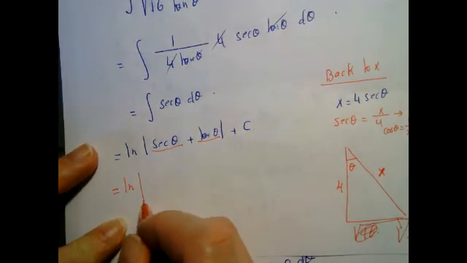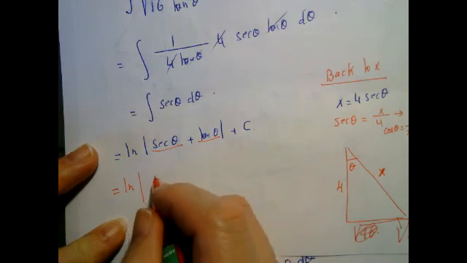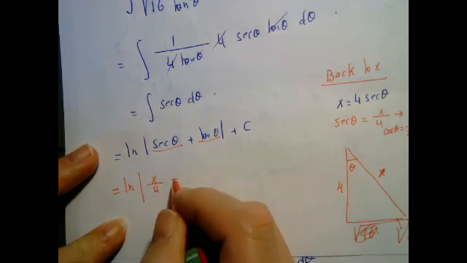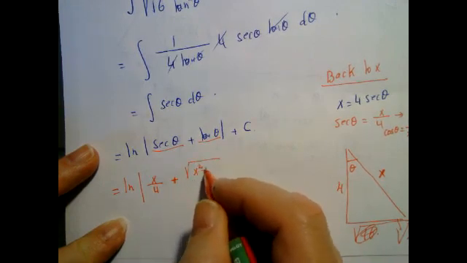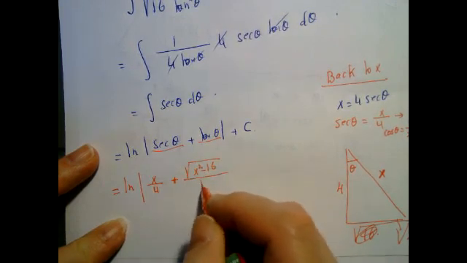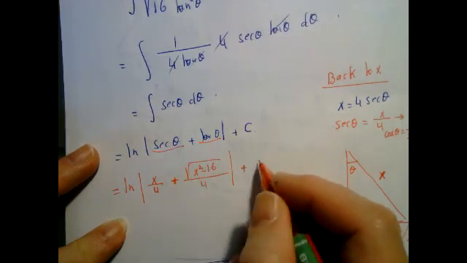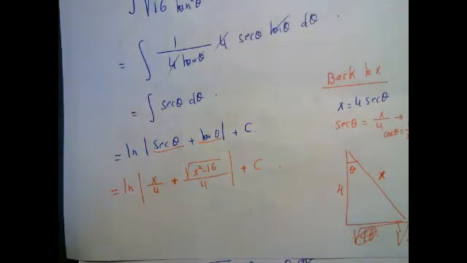And my problem is absolutely done now. It's the ln of the secant, which is x over 4, plus the tangent, which is opposite over hypotenuse. End of the problem. Okay.